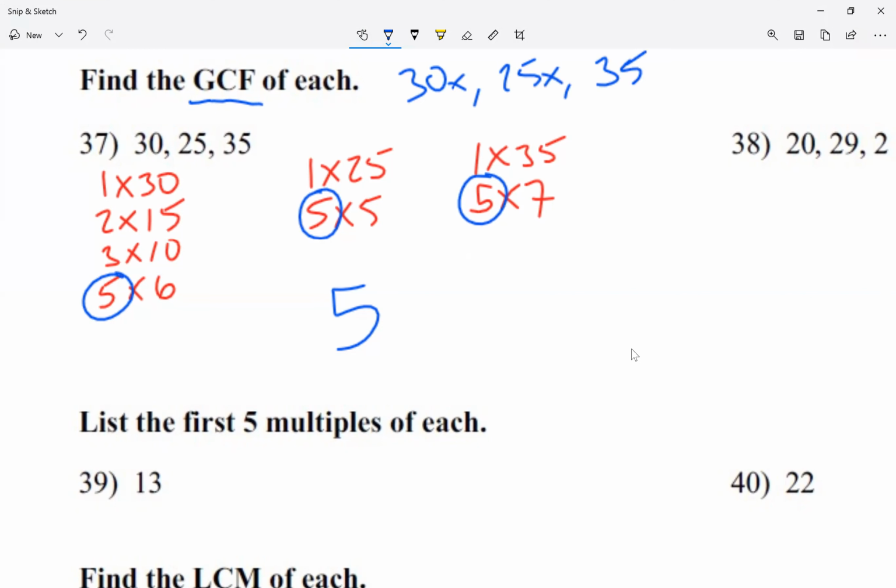Number-wise, we know we just did number 37. We know that the greatest common factor will be 5. When it comes to letters, my answer will not have an x. In order for the greatest common factor to include a letter, all of them need to have it. I know when we talk about least common multiple, only one of them needed to have it, but for factors, all of them need to have it. Okay, so that's it.